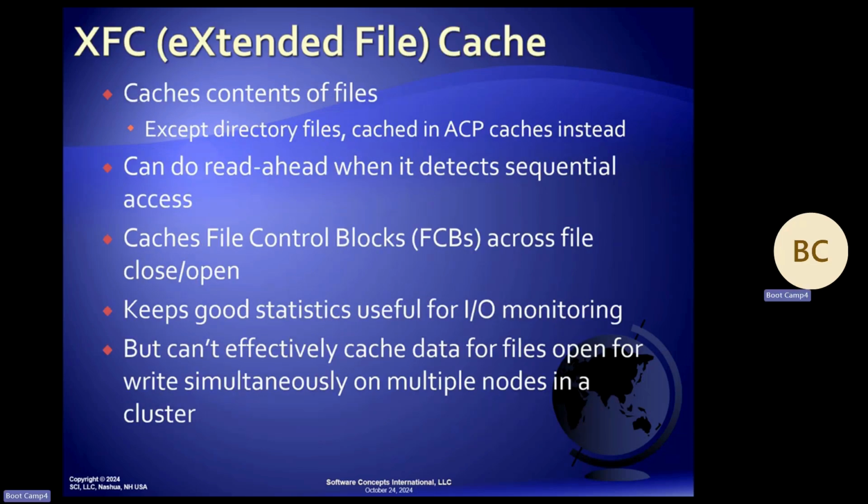So XFC caches the contents of files. Directory files aren't cached by XFC, though they're cached in the directory index cache and the dir cache of the ACP instead. One of the nice things about XFC is it can do read ahead if it detects that you're doing sequential file accesses, so you're reading sequentially the same size IOs. It will go ahead and prefetch ahead of time and potentially get your data before you need it, before you make the next request. So that's a good thing.